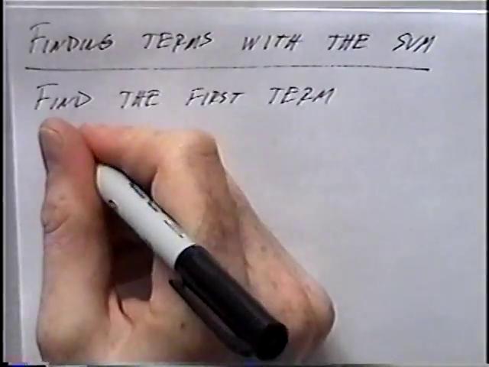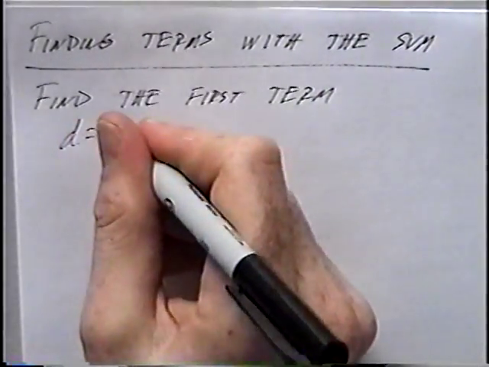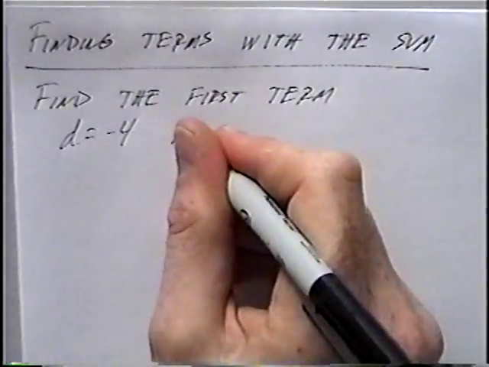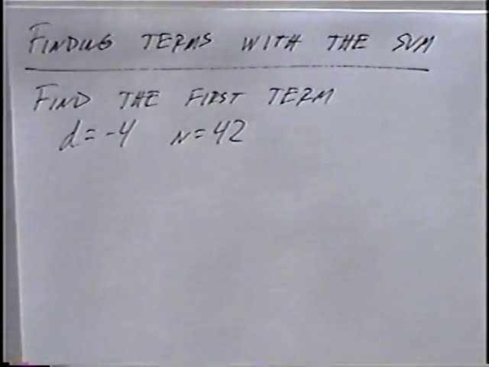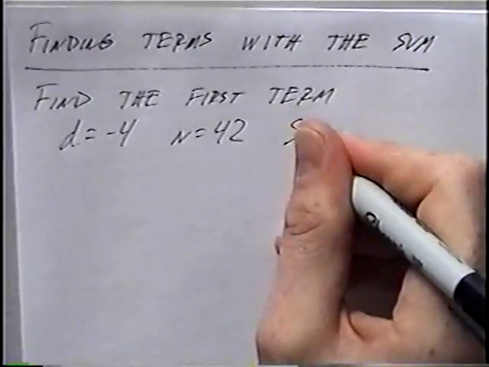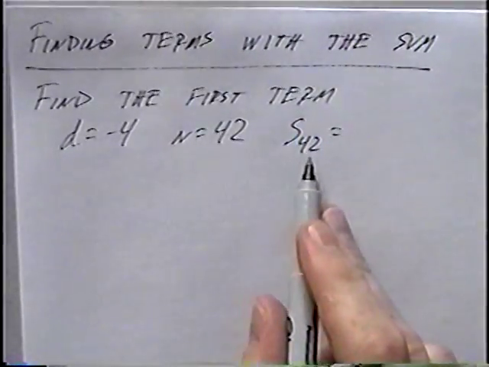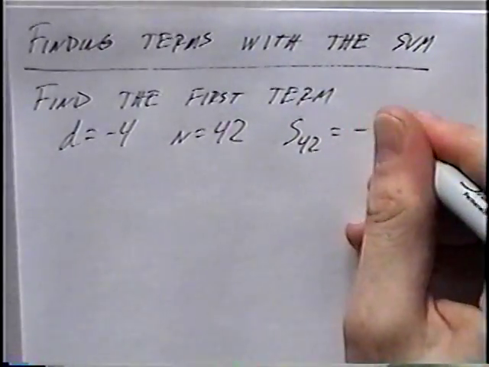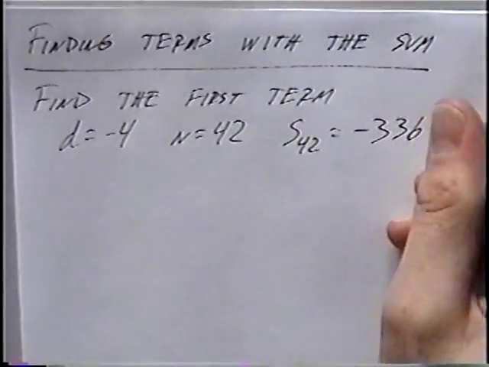And the information given: D, the difference, is -4. N, the number of terms, is 42. And S sub 42, which is the sum of 42 terms, is -3,360.